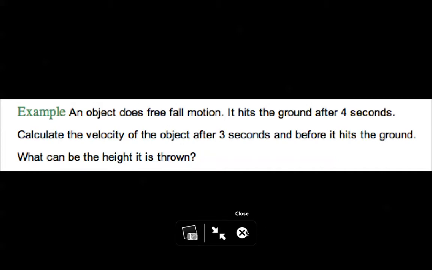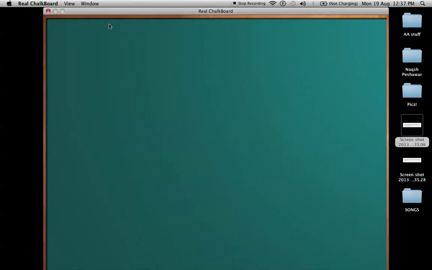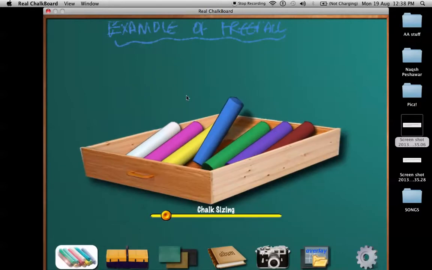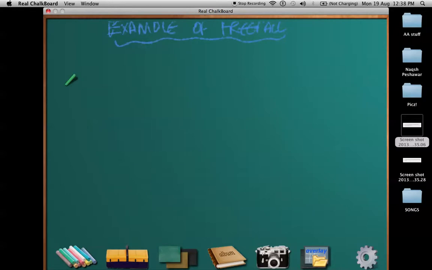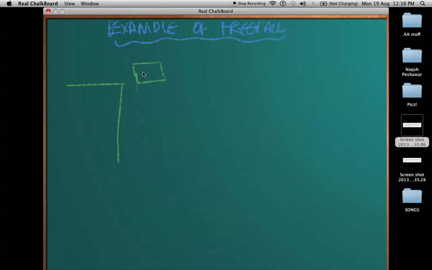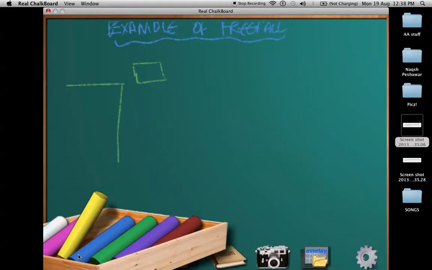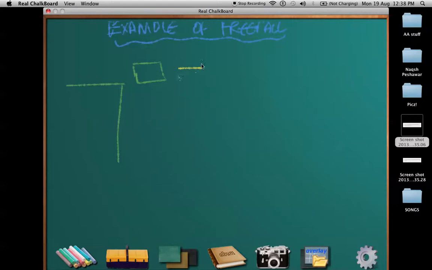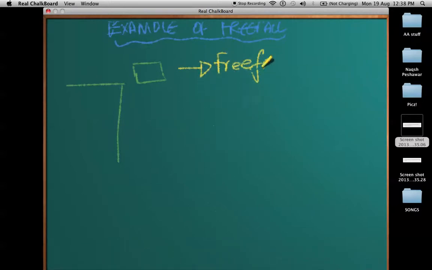So let's see. We are doing free fall here. This is the situation here. This is the object that is being thrown down to the ground, and they have told us that this is a free fall case.